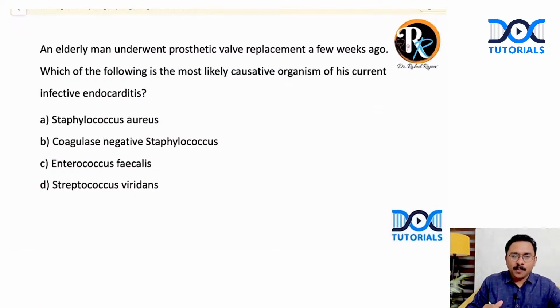Elderly man underwent prosthetic valve replacement a few weeks ago. So the patient has undergone a prosthetic valve replacement recently. And the question is, what is the most likely causative organism of his current infective endocarditis? Is it Staphylococcus aureus, coagulase negative Staph, Enterococcus faecalis, or Streptococcus viridans? What do you think is the causative organism?